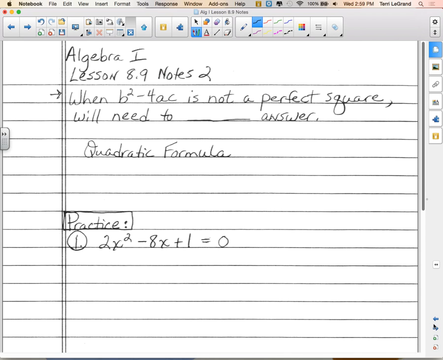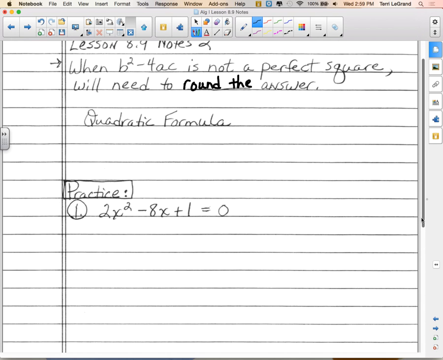Okay, let's go on to that next page that says 8.9 notes 2. Because of course we know that life isn't always what we want it to be. So when b squared minus 4ac is not a perfect square, you will need to round the answer. I'm not going to make you do the exact answers today. We'll just give the approximate answers today. So, write that quadratic formula. You have it memorized now. Go, write it. Don't cheat. Don't look anywhere. You know it, right?